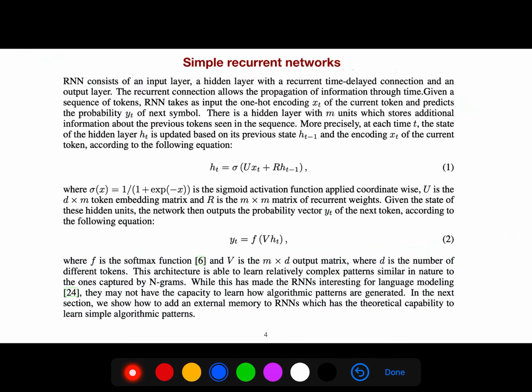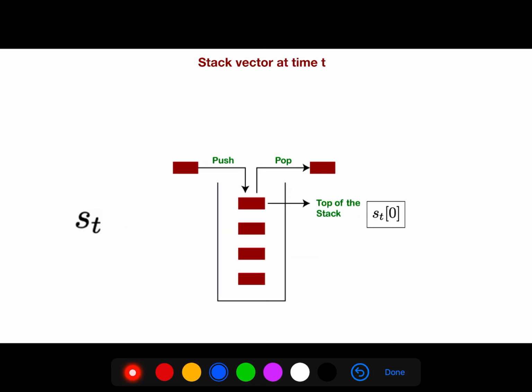So this is a simple recurrent neural network. You know, these are states, the previous hidden state, and now it is updated like this. And if you know the hidden state at any time step, you know the output at any time step. Everybody knows these things. So let's review what is a stack vector at time t. You push on the stack and you pop, you know. So the first one, which is the top of the stack, we say s_t[0]. So s_t[0] becomes f_t[1], and you know the rest.